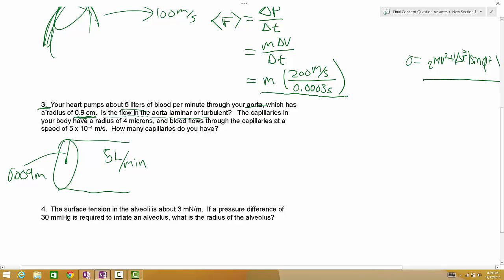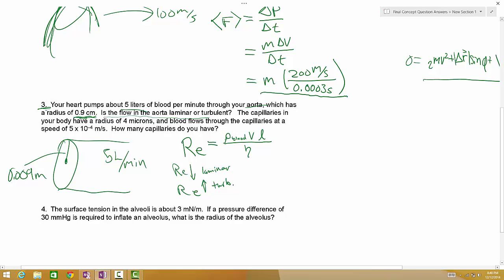Well, whenever you want to know if something's laminar or turbulent, use a Reynolds number. If the Reynolds number is low, that means it's going to be laminar flow. So Reynolds low is laminar. And a high Reynolds number, much greater than 1, is going to be turbulent flow. And so our equation for Reynolds number is the density of, here it would be blood, times the velocity of it, times some length scale involved, and that'll be the radius of the aorta here, divided by the viscosity.